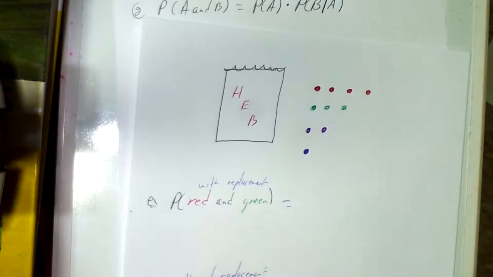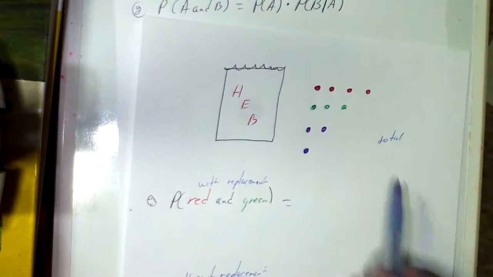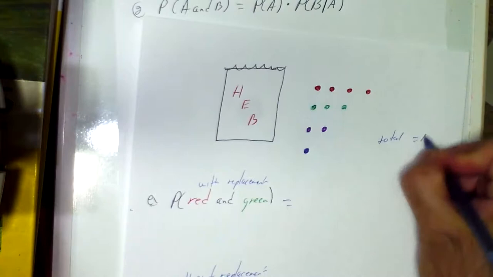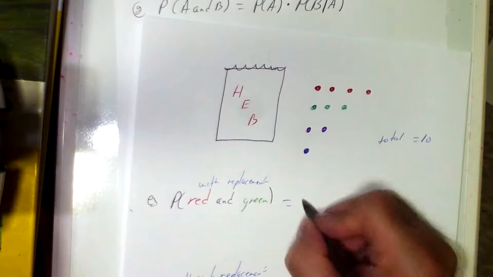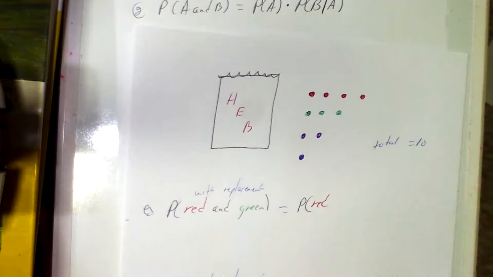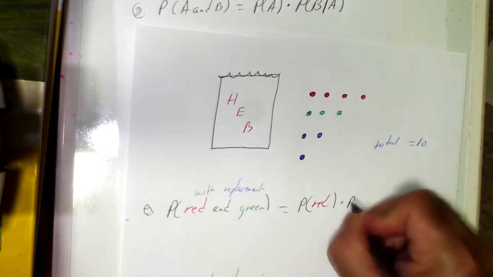Right. So what's the probability of me picking red? What's the total number of marbles? Well, first of all, let's figure out the total. How many marbles do I have? 1, 2, 3, 4, 5, 6, 7, 8, 9, 10. I have 10 marbles. And I want to find the probability of red times the probability of green.